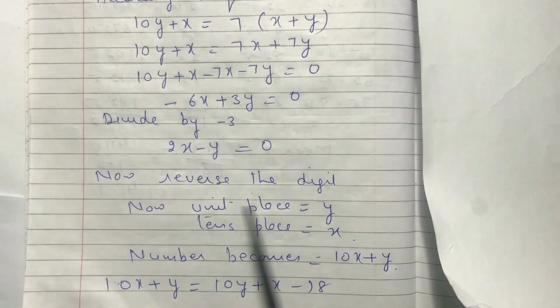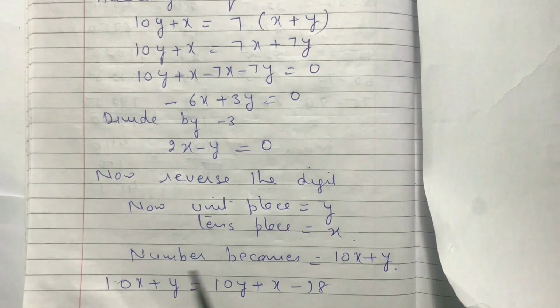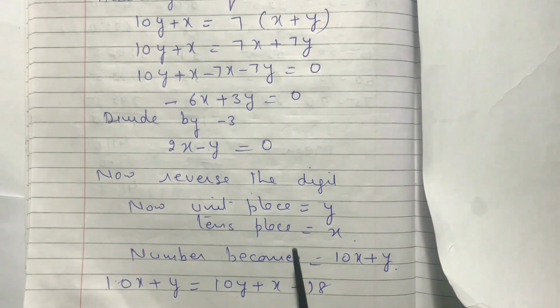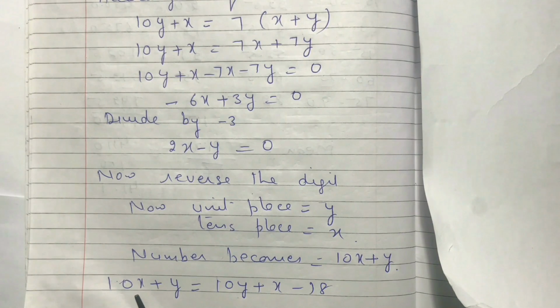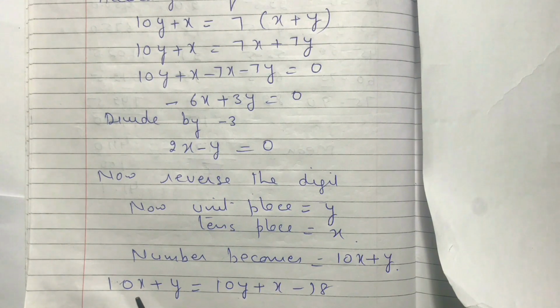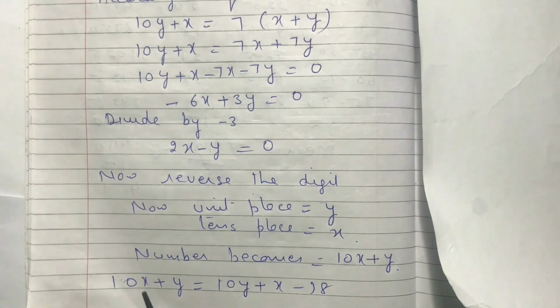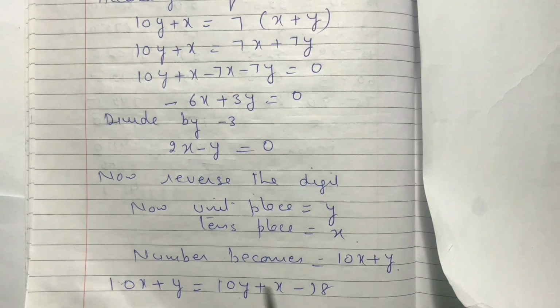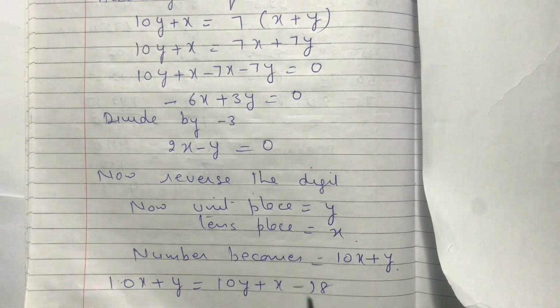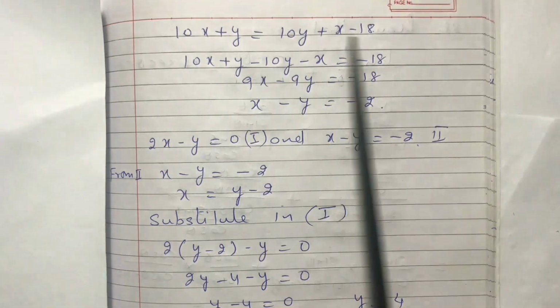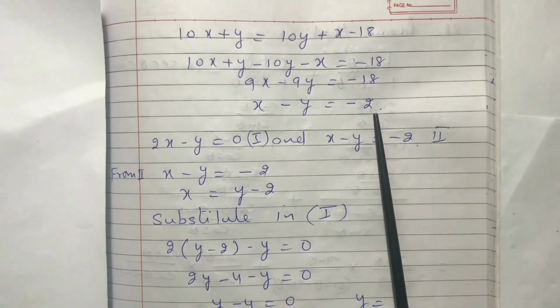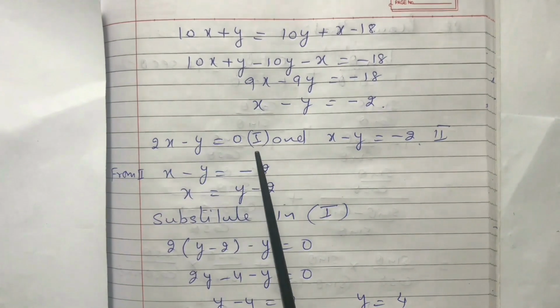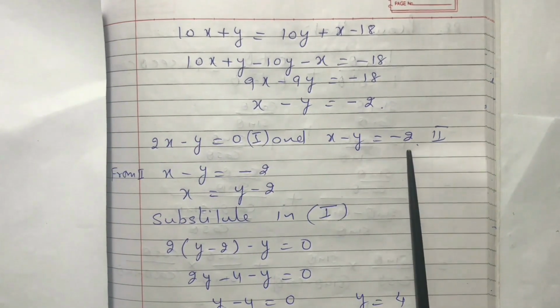Now reverse the digits. Now the unit place is y, the tens place is x. So the number becomes 10x plus y. So according to the question, the number formed by reversing the digits is 18 less than the given number. Now the number formed after reversing is 18 less than the given number. The given number is 10y plus x. So it is 18 less than that. So it means 10x plus y is equal to 10y plus x minus 18. Now solve the equation. You will get x minus y is equal to minus 2. So we have two equations: 2x minus y is equal to 0 and the second one is x minus y is equal to minus 2.